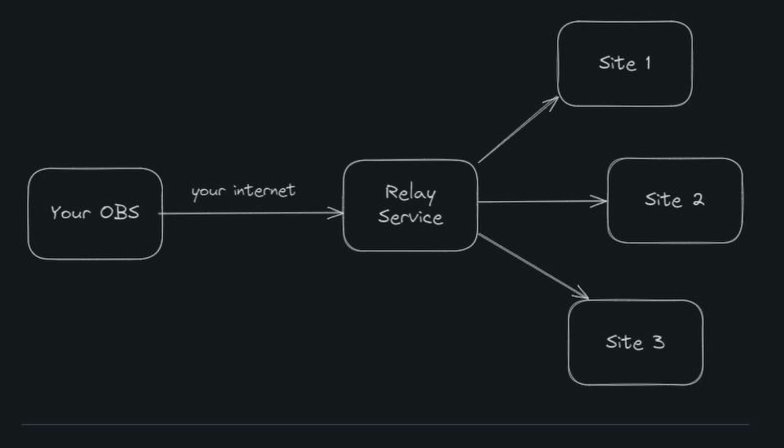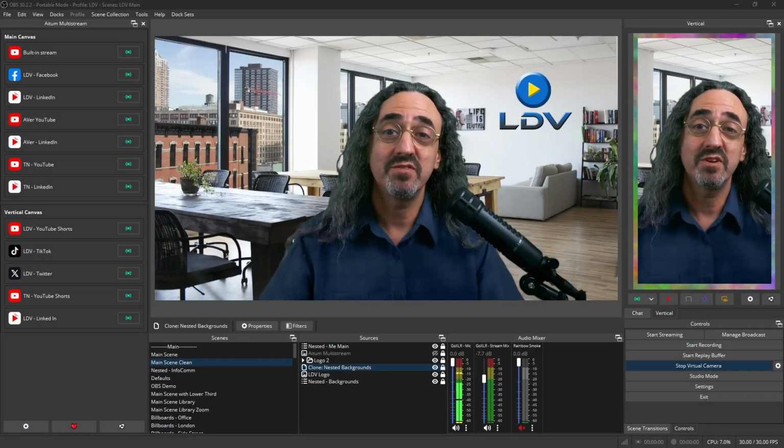With a cloud service like Restream, you're only sending one signal to that service. If you're streaming at 6 megabytes, you're only sending that 6 megabytes. And then the service is relaying it from there. So basically the advantages of a cloud service are limited bandwidth use, and the advantages of this are more power and flexibility. So let's get it up and running for you.